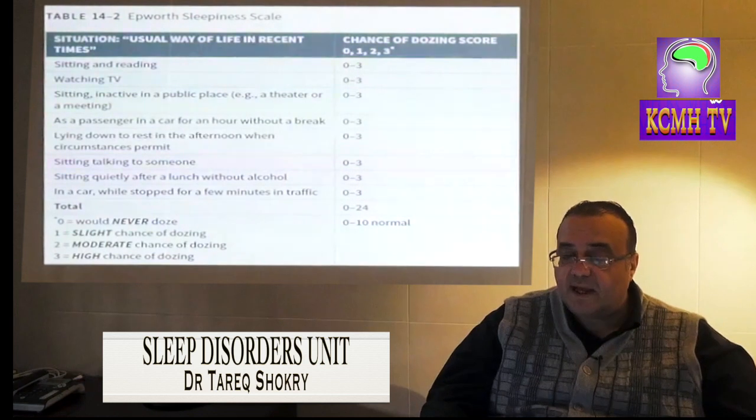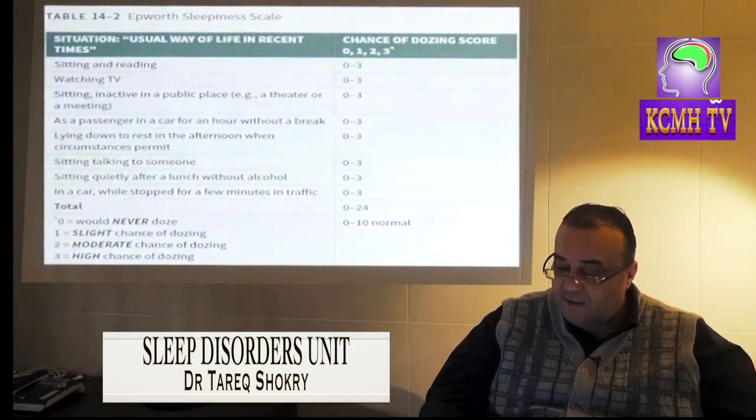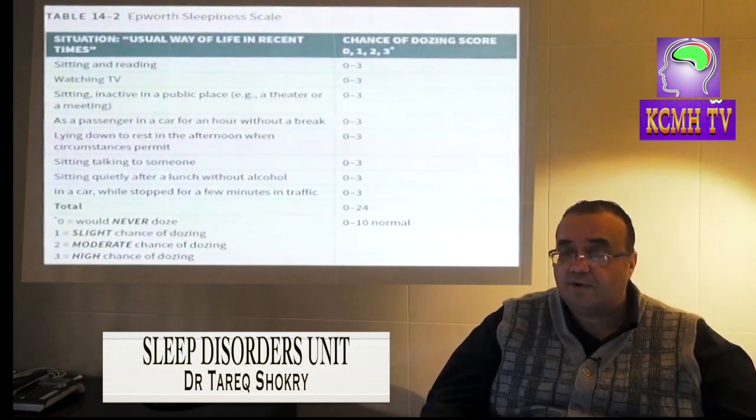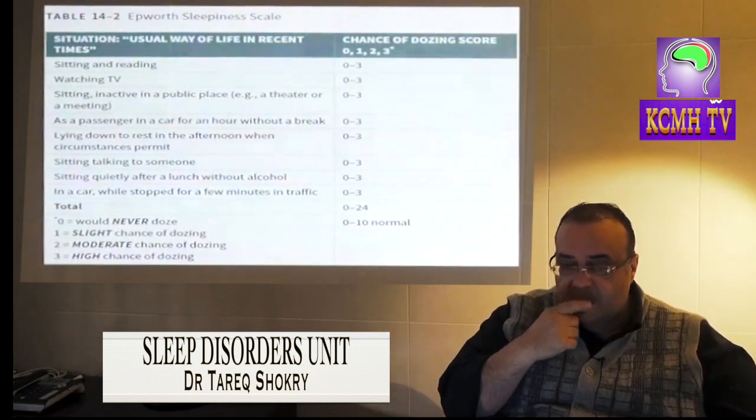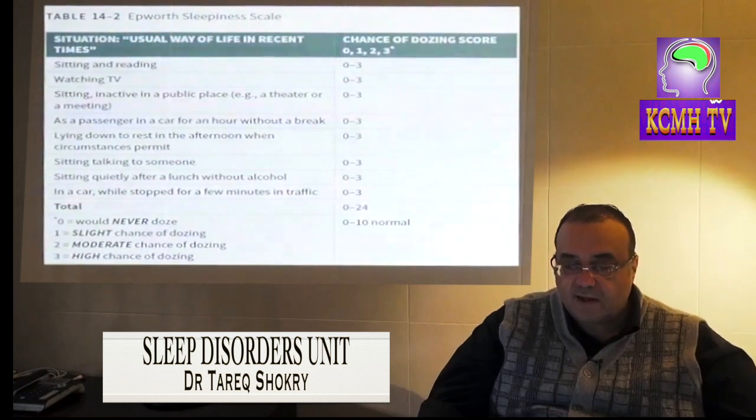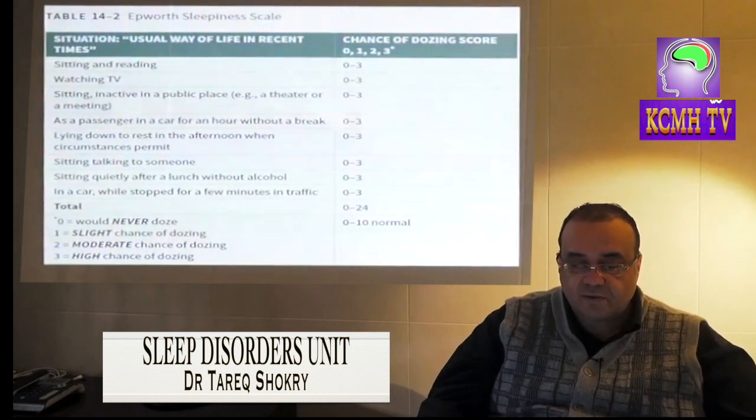Yes, and this is the Epworth sleepiness scale. The dysfunctional beliefs questionnaire, as I told you, has about 16 questions. The Epworth sleepiness scale is very simple, as you see. It's very important. It has 8 questions or situations, about your usual way of life in recent times.